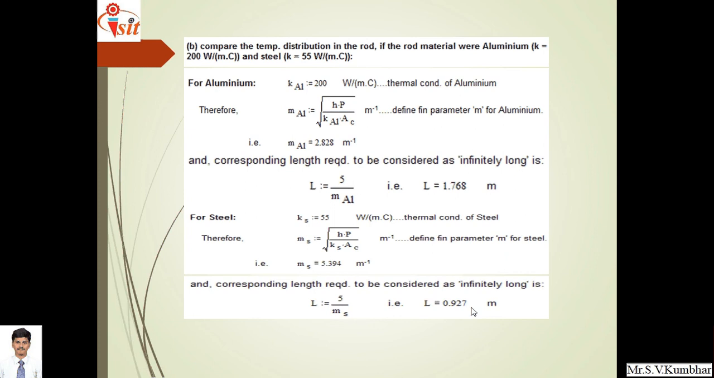And in the second part, we have to compare the amount of heat transferred through copper, then aluminum, and then steel. So copper we had already calculated. Now we will calculate by considering aluminum. K of aluminum is 200. So the amount of heat transferred, Q aluminum, is calculated; or first of all calculate L, that is 1.76, and for steel L is equal to 0.927.